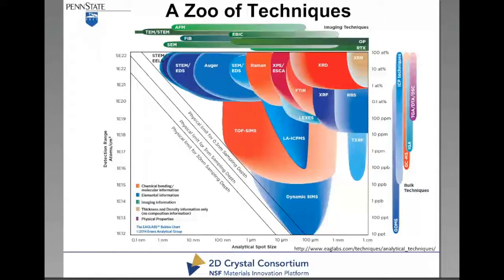On the other end, you can get things like transmission electron microscopy, which is this green bar across the top, that can get us to very high resolution in terms of individual atoms. But its chemical sensitivity isn't quite as good.